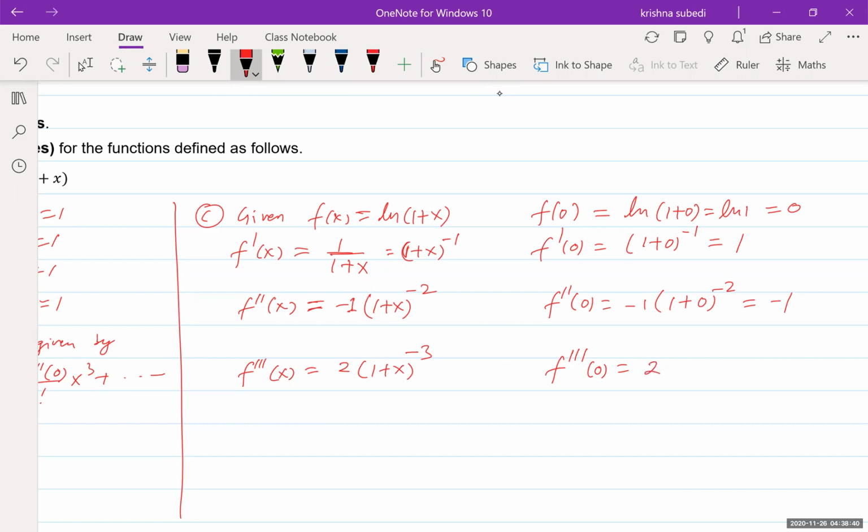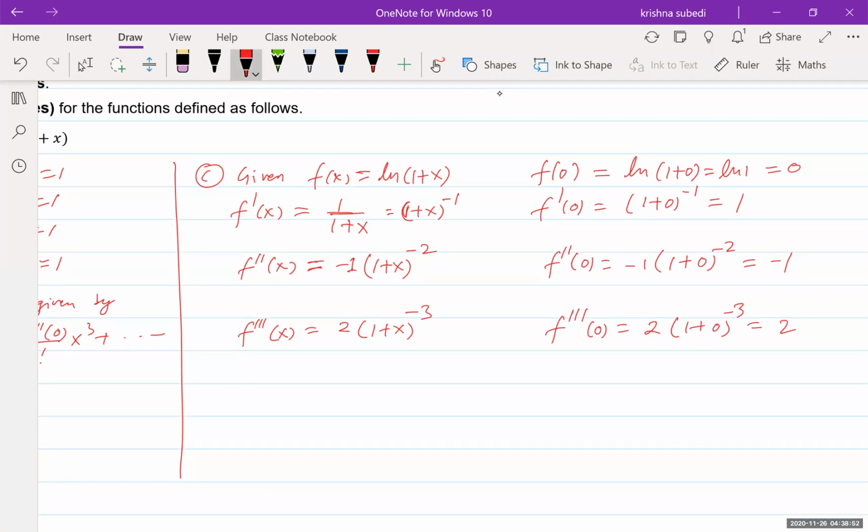So this will be 2 times (1 plus 0) to the power negative 3. That's going to give me 2. And let us find one more derivative just for fun, okay, guys? So let's find another derivative, what we get. So that's going to give me negative 6 times (1 plus x) to the power negative 4. So let us find the value for the fourth derivative at 0, which will be negative 6 times (1 plus 0) to the power negative 4. That's going to give me negative 6.